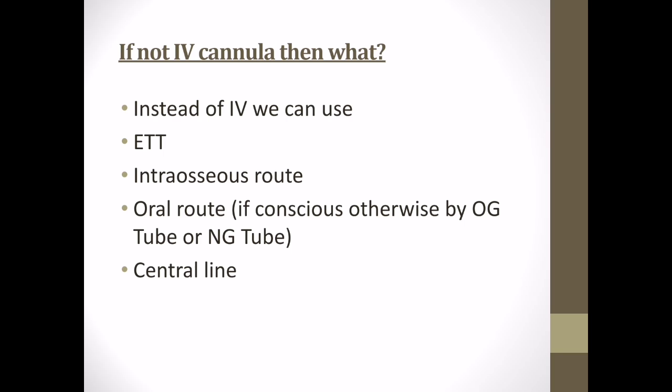If not IV cannula, then what? Instead of IV, we can use an ETT, endotracheal tube. By endotracheal tube, we are mostly giving medicines like epinephrine and naloxone. Intraosseous route, we mostly apply when there is no IV access, mostly in emergency cases. Oral route, if the patient is conscious, otherwise by OG, orogastric tube, or nasogastric tube.